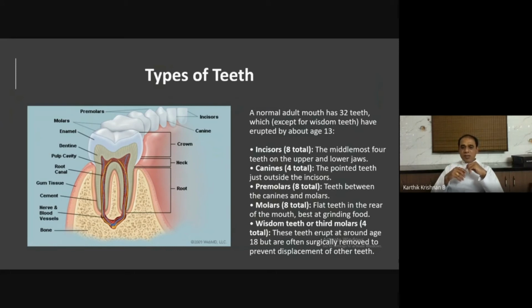Wisdom teeth are called third molars. They are part of the three molars, and the last tooth is called the third molar. These teeth erupt at around the age of 18, but due to the lack of space, they get stuck inside the jaw. So we end up removing those teeth.